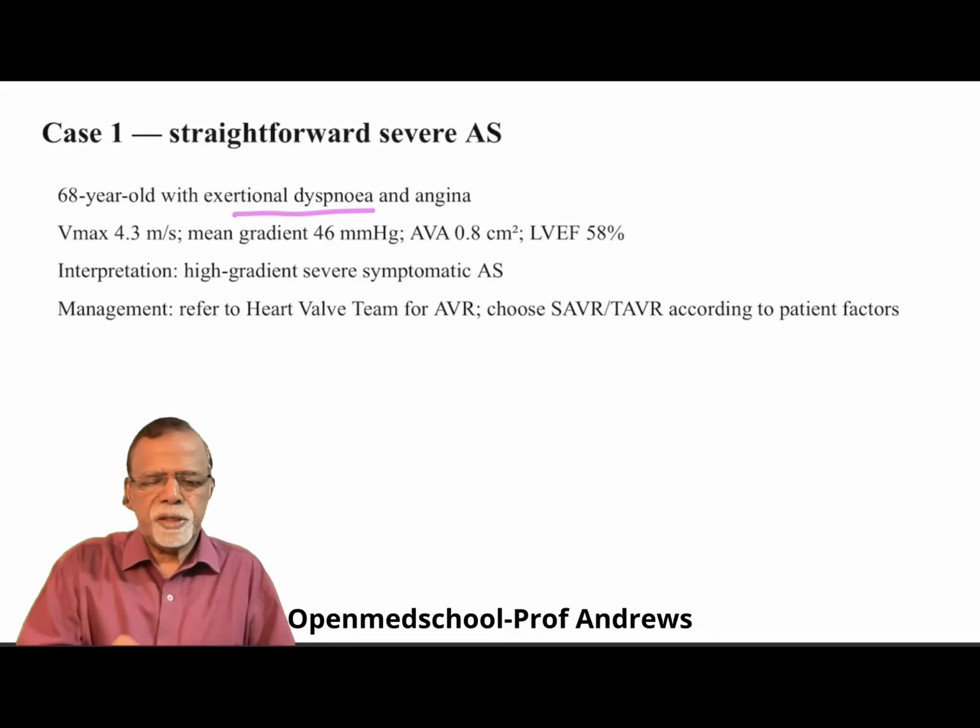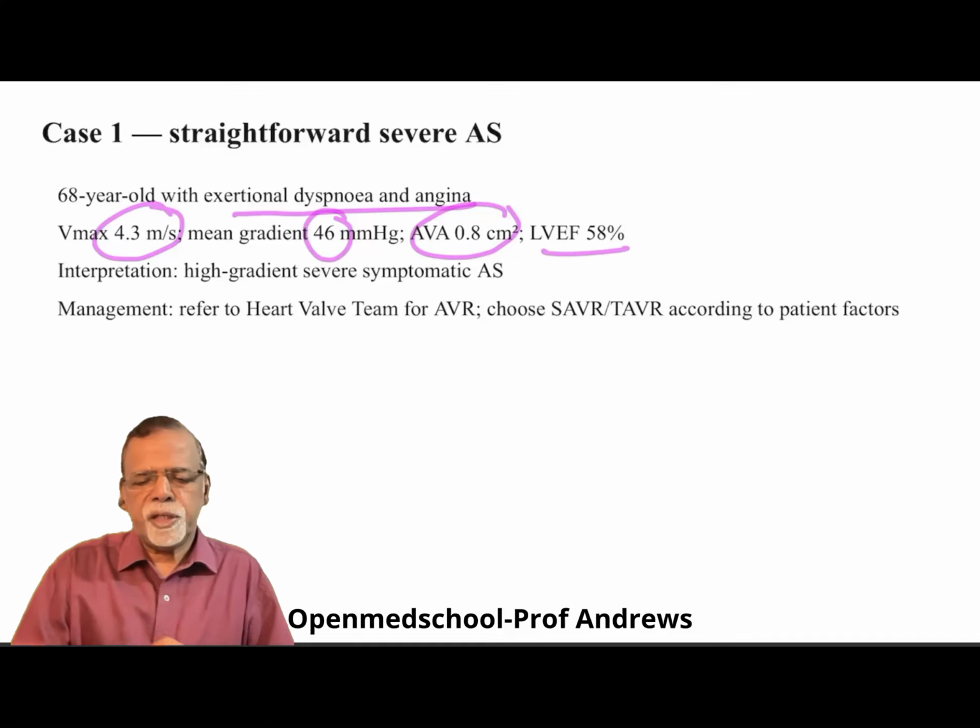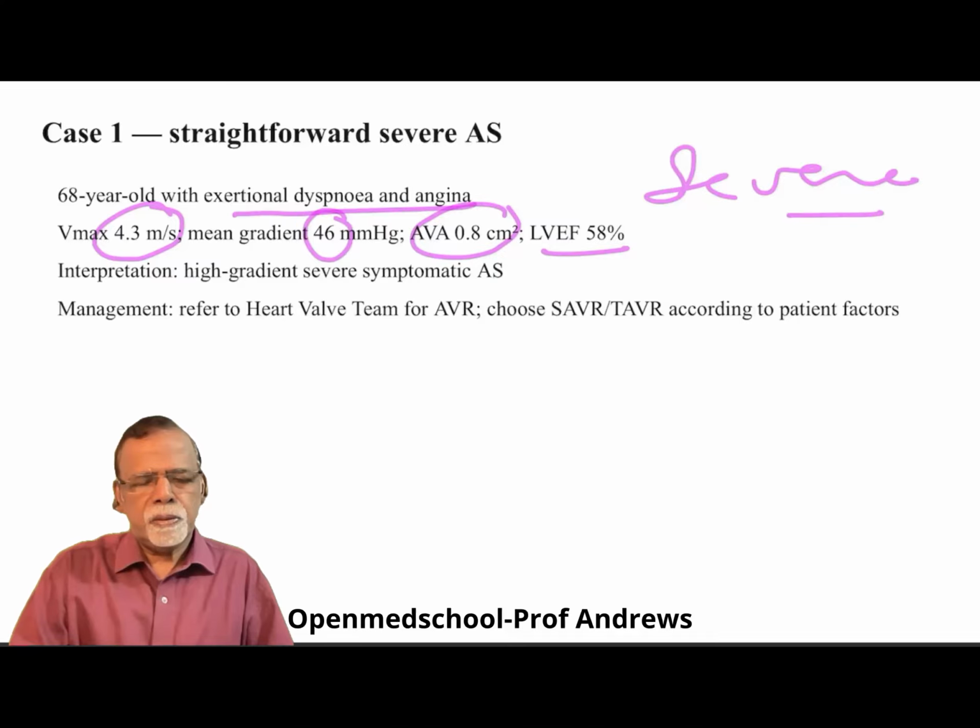So we go to two cases. A 68-year-old with exertional dyspnea and angina. Vmax is 4.3, mean gradient is 46, valve area is 0.8. Ejection fraction is 58%. So it's a severe symptomatic aortic stenosis, needs intervention.